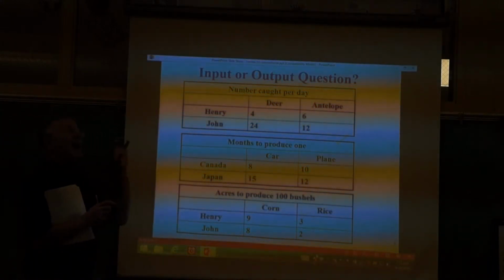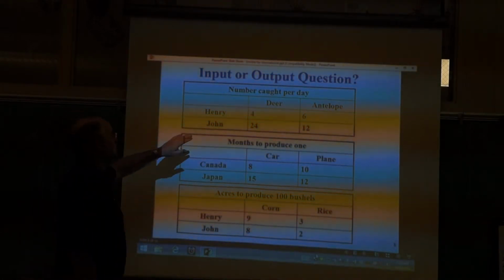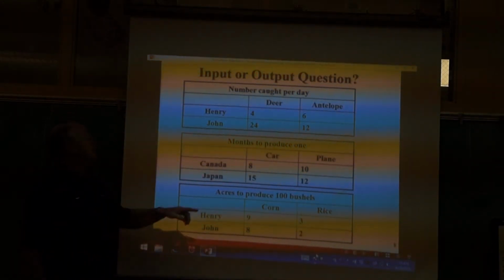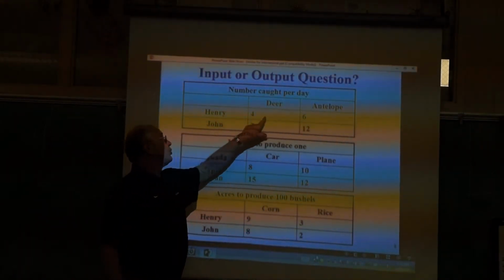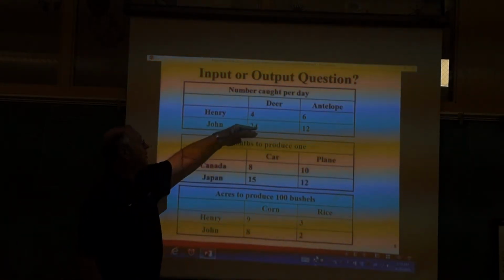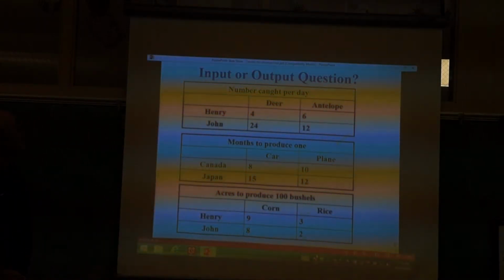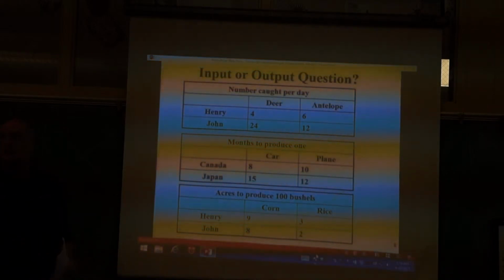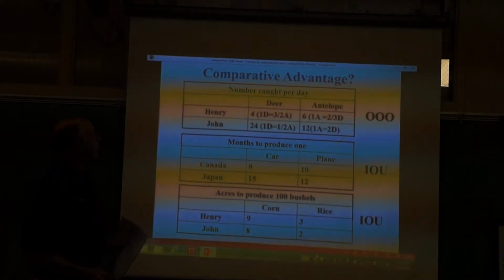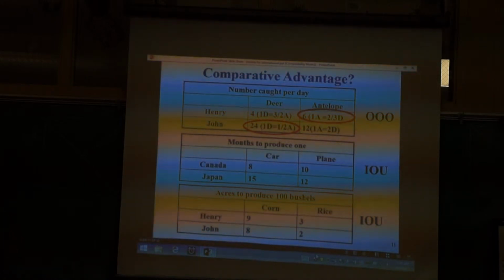OOH stands for output, other over. So before I want to see who has the comparative advantage for deer, the other is antelope, 6/4. If I want to then see for John, his other is 12/24. 12/24 is the smaller number. John has the smaller opportunity cost, so therefore he has the comparative advantage for deer. Okay? If I know John has the comparative advantage for deer, then Henry must have it for antelope.